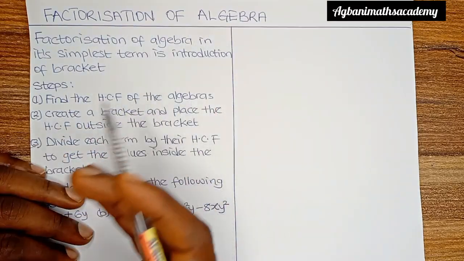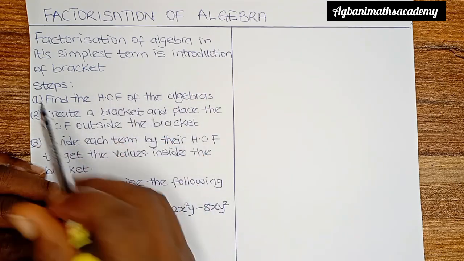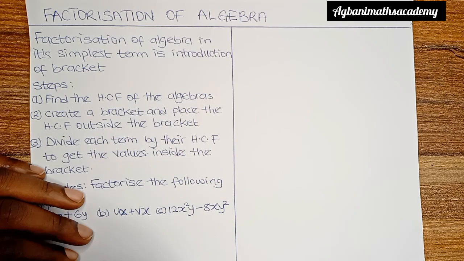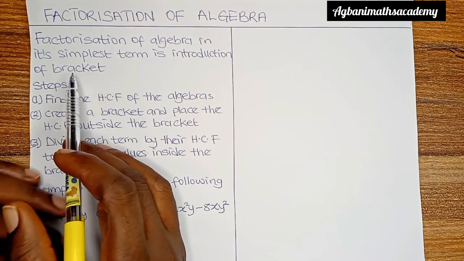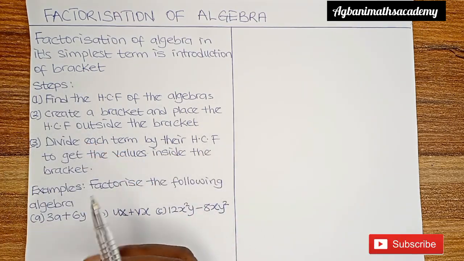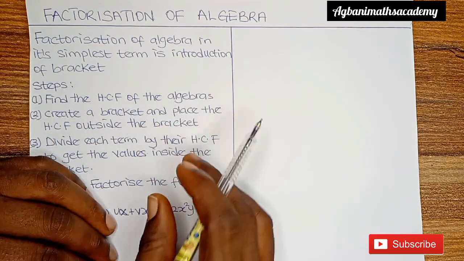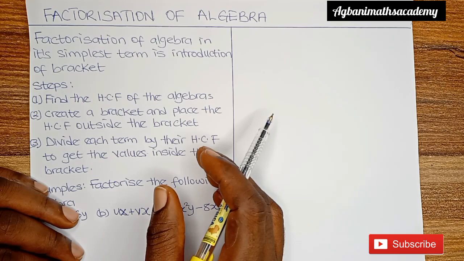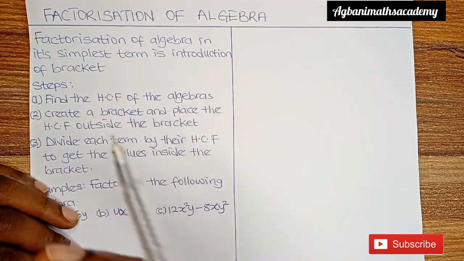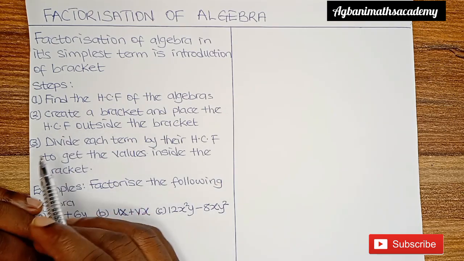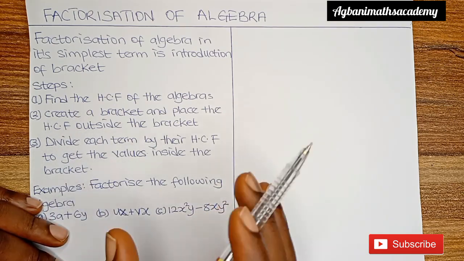First thing we need to know is what is factorization of algebra. Factorization of algebra in its simplest term is introduction of bracket. So when you have an algebra without bracket and you are told to factorize it, it simply means introduce bracket into that algebra. In other words, find the factors of the algebra. So let's look at the simple steps involved in this process.